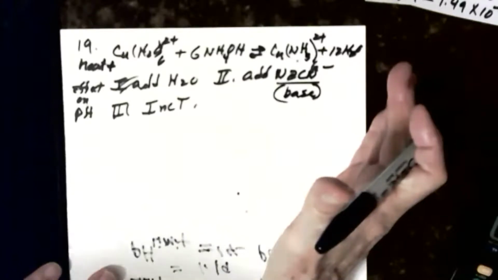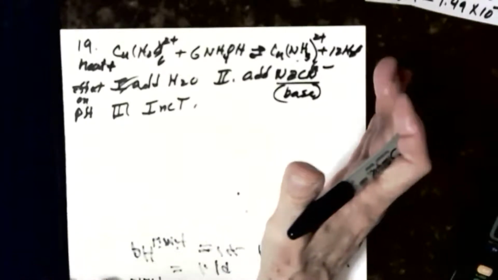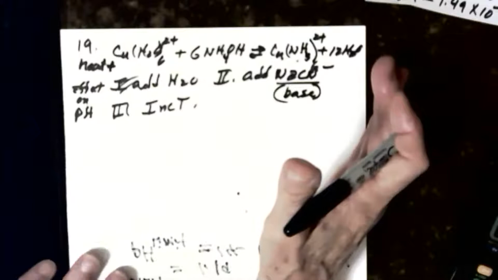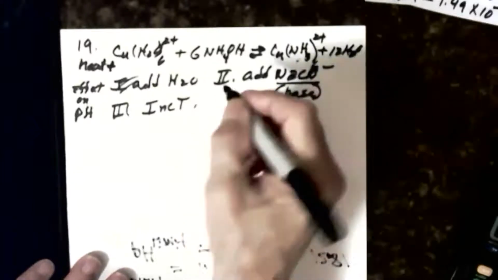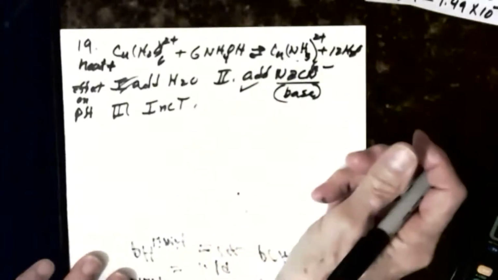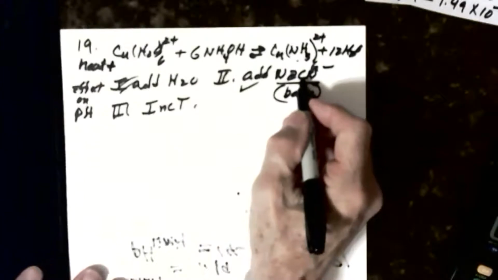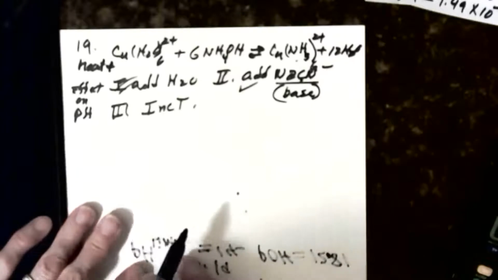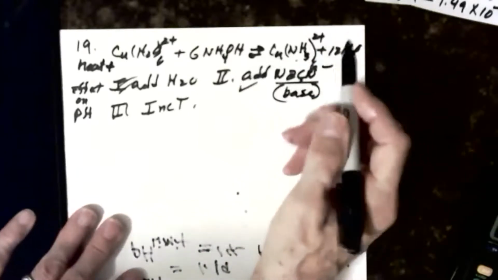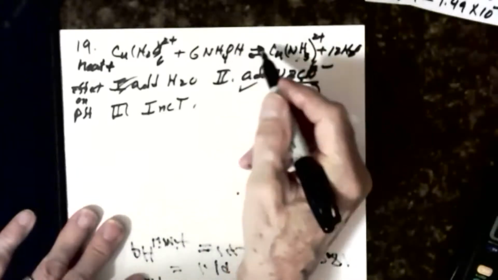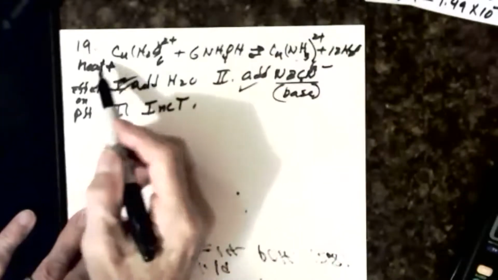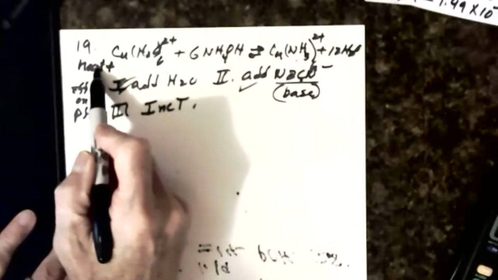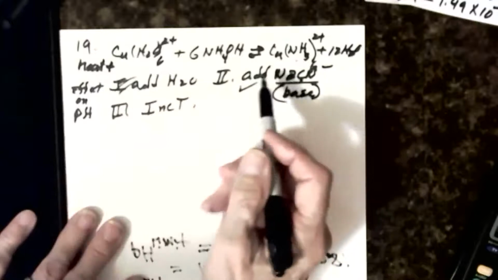So what's going to happen when you add a base to anything? The pH is going to increase. So the pH will increase with this one if you add that, because you've added a base to it. And now let's see what's going to happen to the temperature of the reaction. If we add heat, heat is a reactant, so adding more heat is going to shift it to the right.